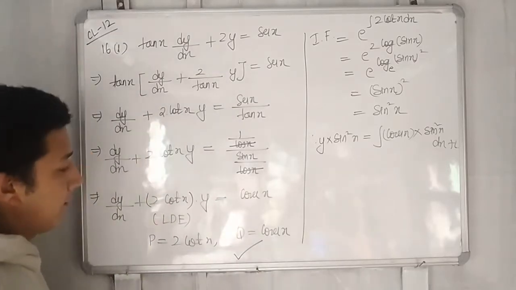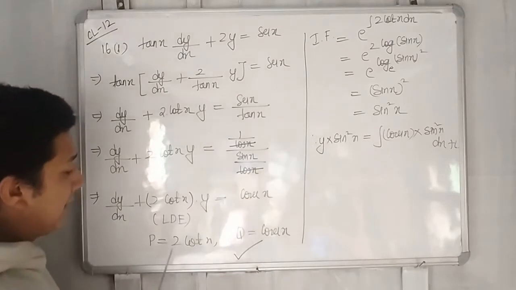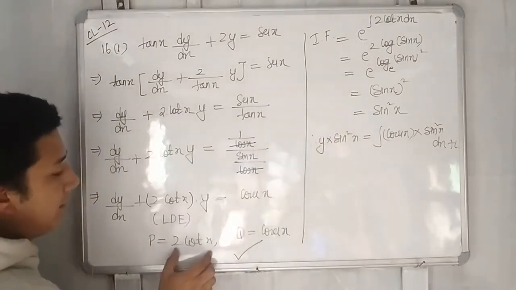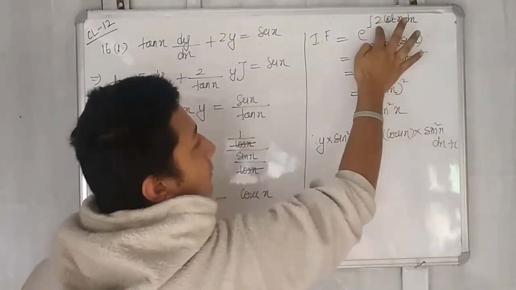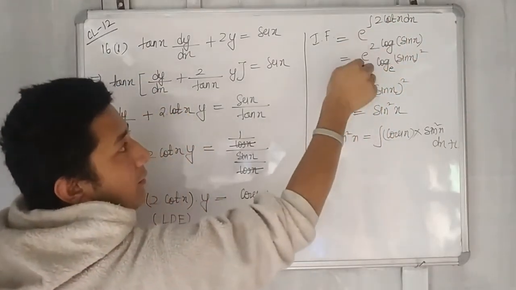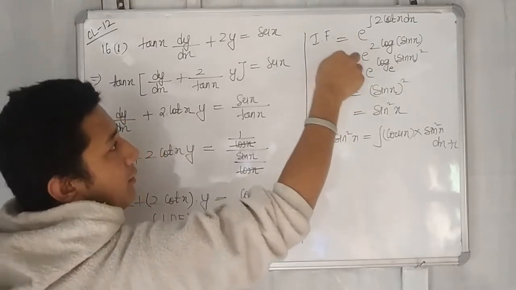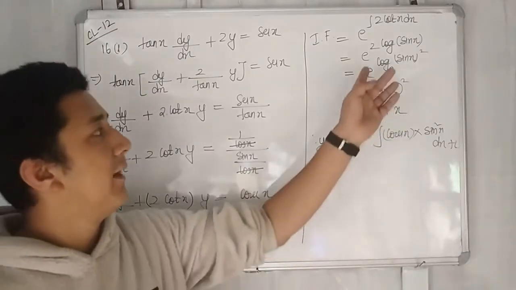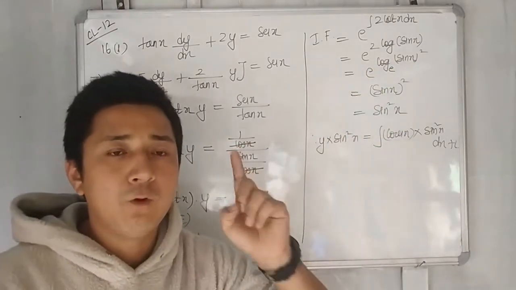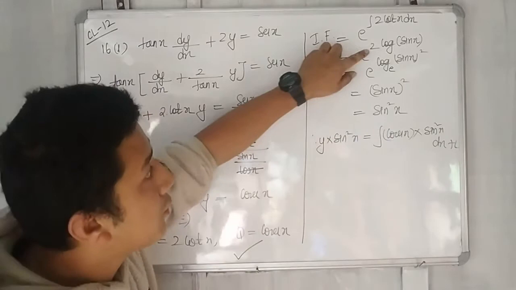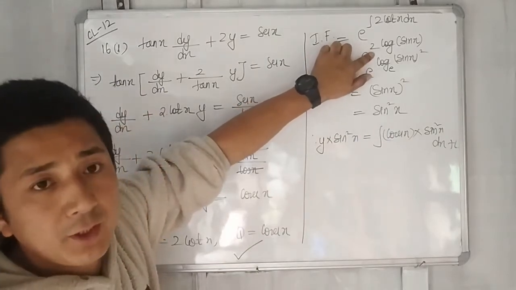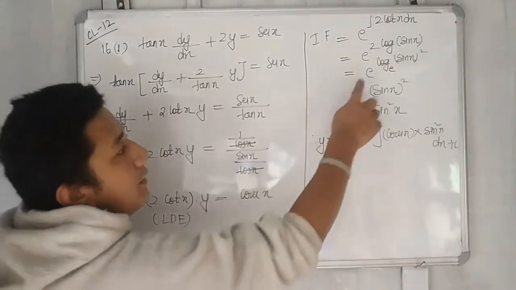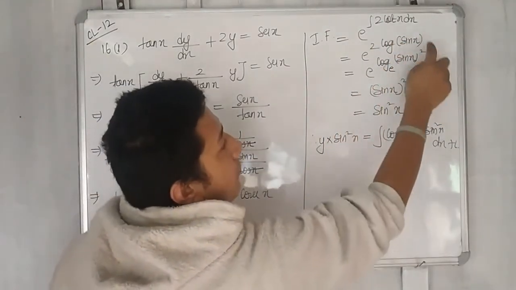And now we go to its integrating factor. Its integrating factor is given by e to the power integration p dx. 2 is a constant, please take it outside. So integration e to the power 2 integration cot x. The integration of cot x is log sin x. I've always told you, if you have to use this formula, the coefficient of log has to be 1, which is not in this case. So use the property, take your 2 to the power. So it becomes e to the power log sin x to the power 2.